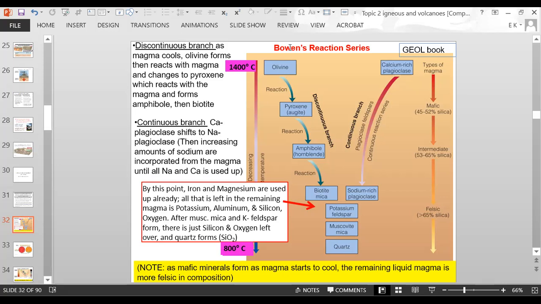It's very, very, very hot. We start to cool the magma, and as the magma cools and reaches 1400 degrees Celsius, you start to have the atoms in the magma bond together and form a mineral called olivine. So olivine is the first mineral that's going to form as this magma cools.